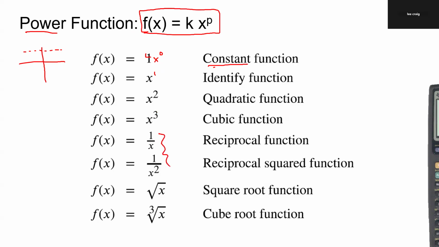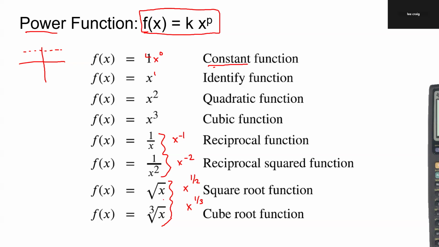Your reciprocal functions work because we could write those as x to the negative 1 and x to the negative 2. Of course, your root functions would work because we could rewrite that as a fractional exponent, x to the 1/2, x to the 1/3. So it's really any one term function with some power of x to it.